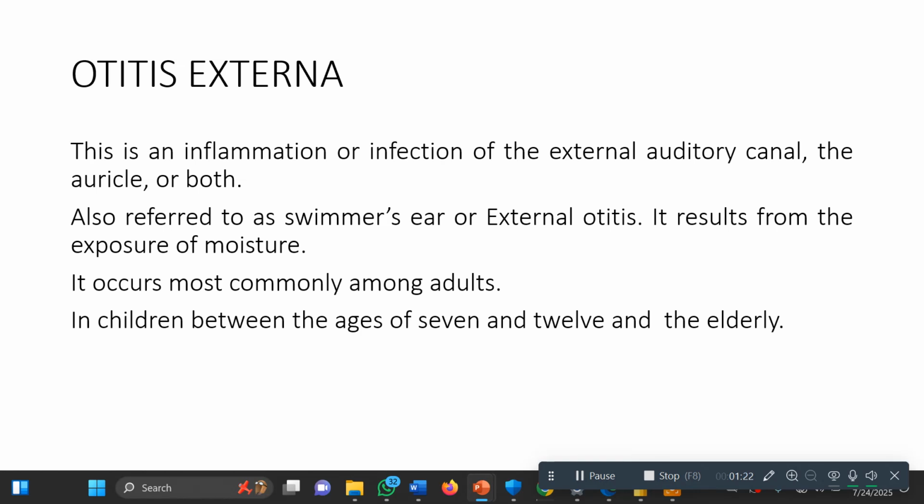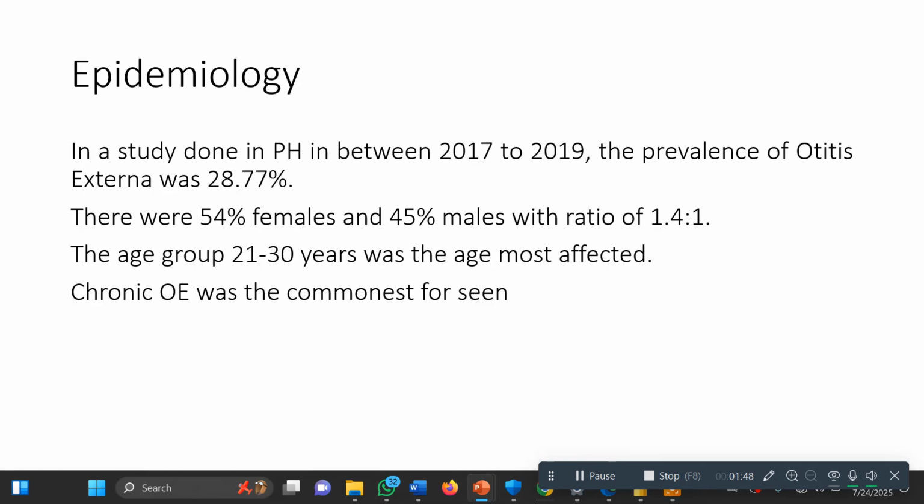Otitis externa is an inflammation or infection of the external auditory canal, the auricle, or both. It is also referred to as swimmer's ear or external otitis. It results from exposure to moisture. It occurs most commonly among adults, however, it also occurs in children between the ages of 7 and 12, and also in the elderly.